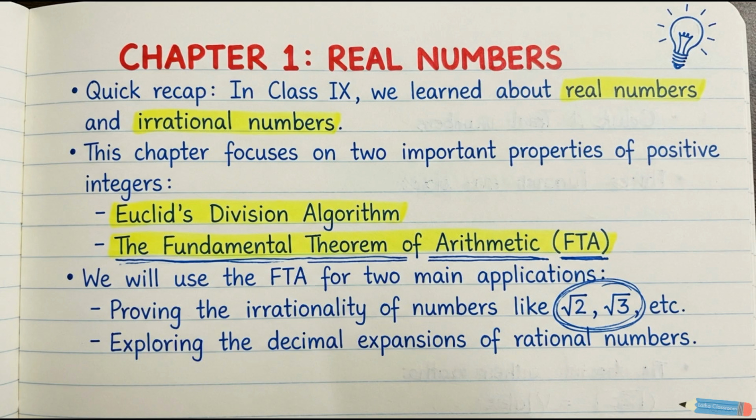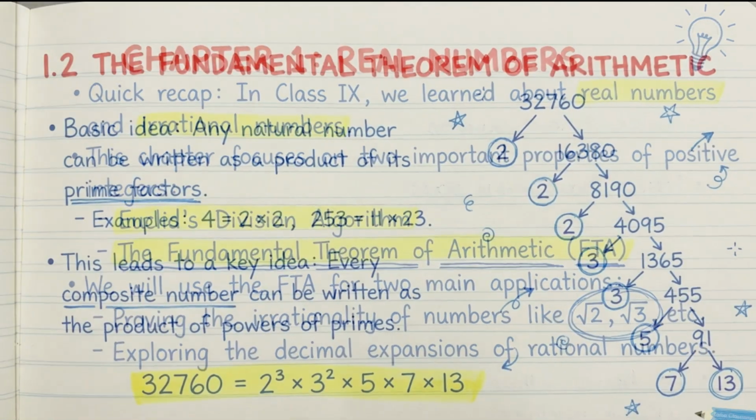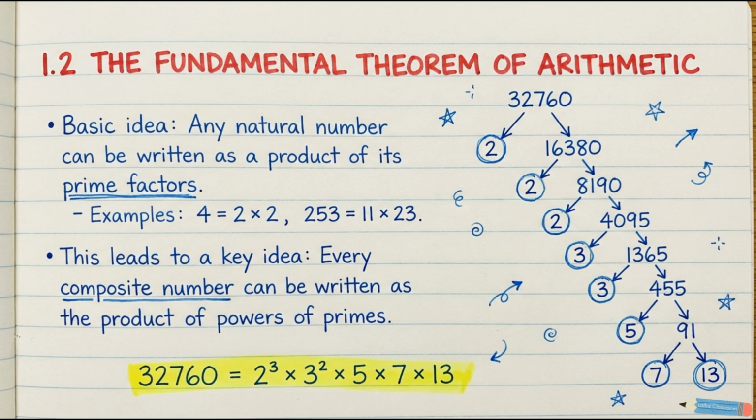We will use the FTA for two main applications: proving the irrationality of numbers like root 2, root 3, etc., and exploring the decimal expansions of rational numbers. The fundamental theorem of arithmetic. Basic idea: any natural number can be written as a product of its prime factors. Examples: 4 can be written as 2 into 2. 253 can be written as 11 into 23. This leads to a key idea: every composite number can be written as the product of powers of primes.